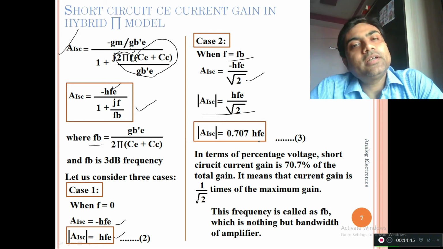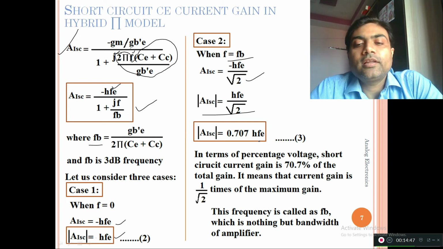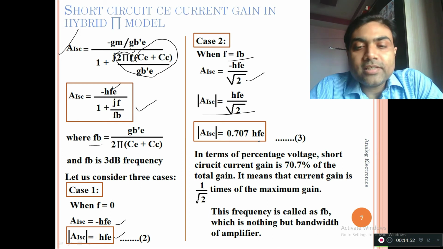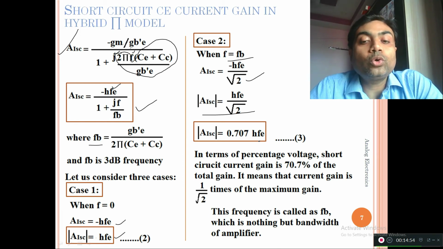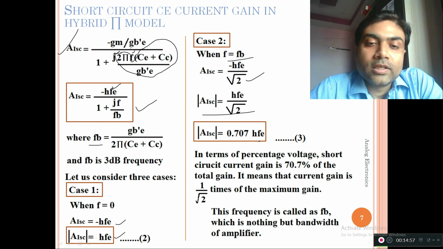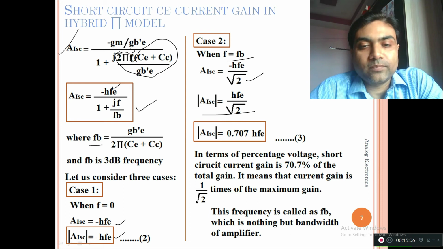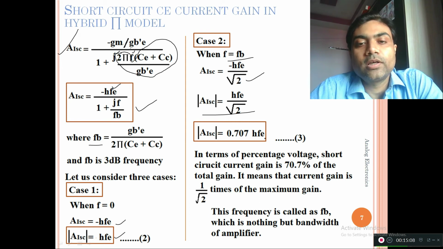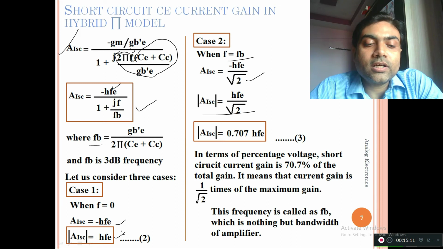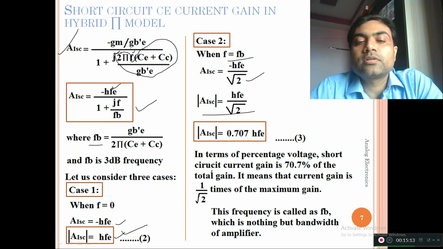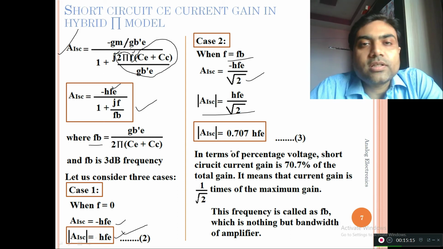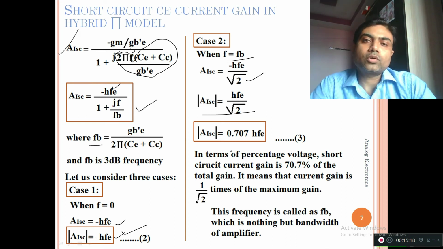In terms of the percentage voltage, short circuit current gain is 70.7% of the total gain. It means that current gain is 1 upon root 2 times of the maximum gain. So when we equal this voltage F equals to FB, then the short circuit current gain becomes 1 upon root 2 times of HFE, that is the 0.707 of HFE. So whatever value which is present here in the equation number 2, that becomes 70.7% if we talk in the terms of the percentage.